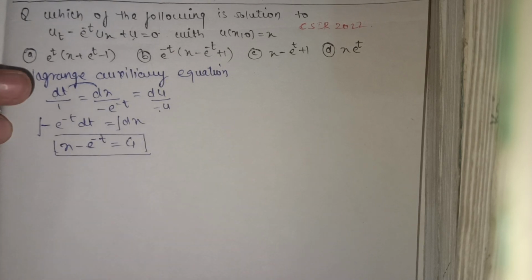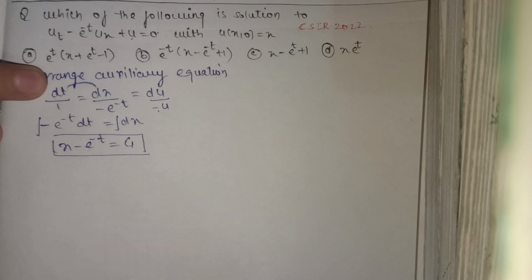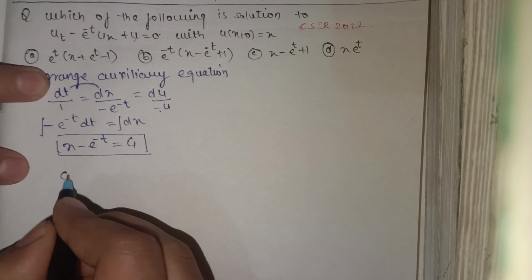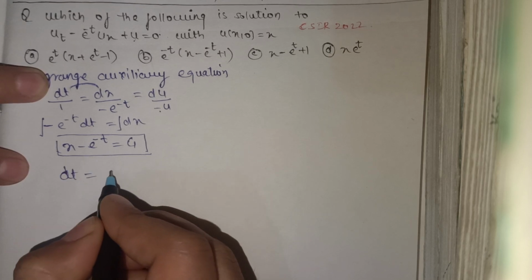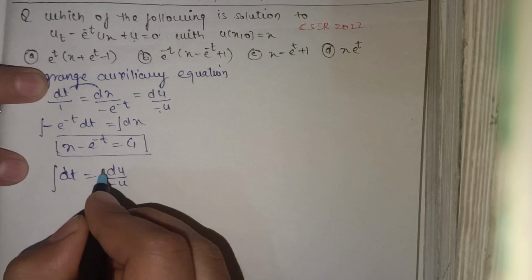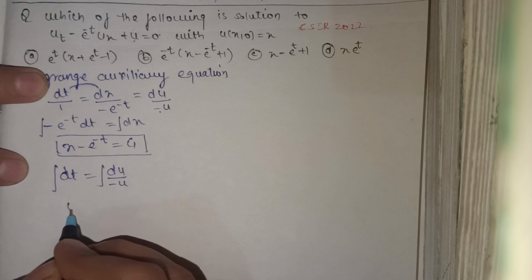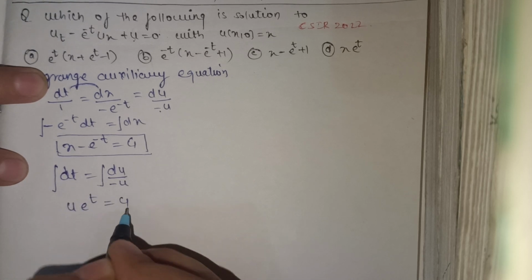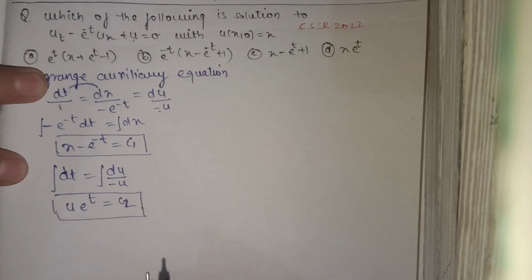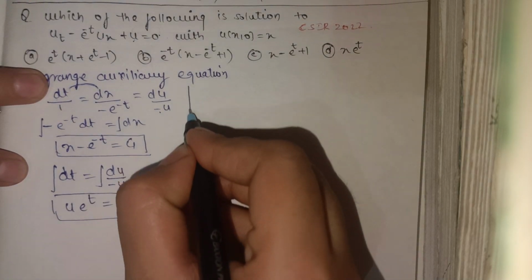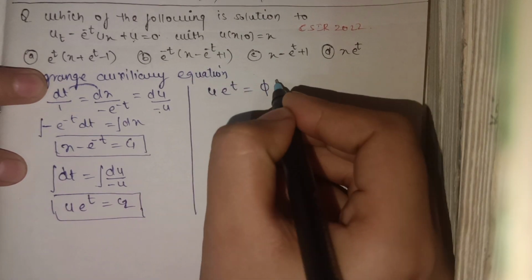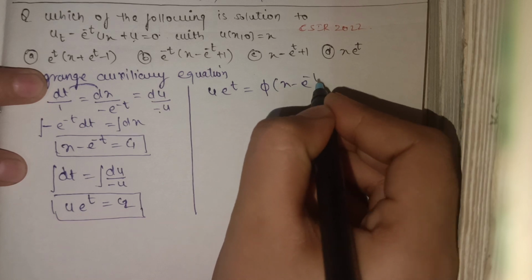Now by taking the first and third fractions, we will find the next solution. So by taking first and third, what we get? dt is equal to du upon minus u. So integrating both sides, what we get? e to the t is equal to c2. So this is the second equation. Now the solution is of the form: u e to the t is equal to phi of x minus t.